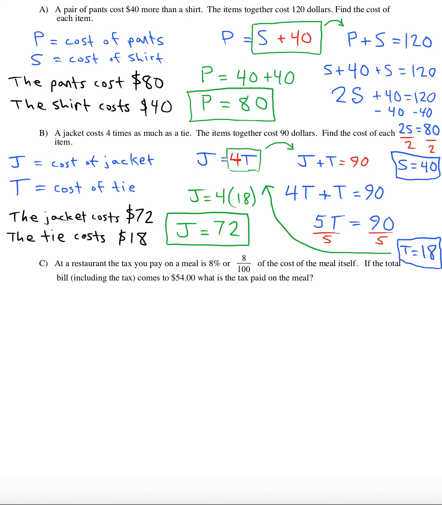At a restaurant, the tax you pay on a meal is 8% or 8 over 100 of the cost of the meal itself. If the total bill, including the tax, comes to $54, what is the tax paid on the meal? Let's let x equal the cost of the meal, and t can stand for the tax.